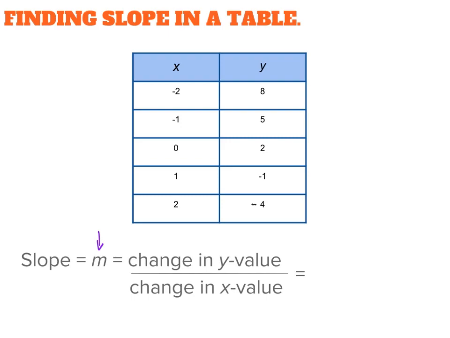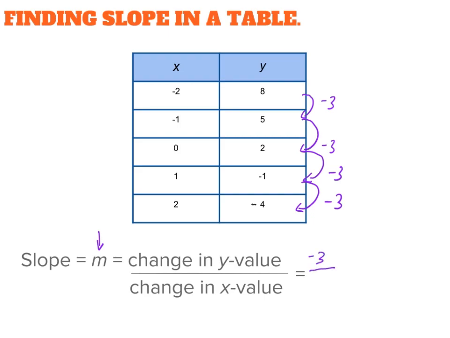I'm going to start with our y value since that's going to be at the top. To get from 8 to 5, I'm going to do that by subtracting 3. To get from 5 to 2, I'm going to be subtracting 3. To get from 2 to negative 1, I'm going to be subtracting 3. And to get from negative 1 to negative 4, I'm going to be subtracting 3. So my change in y values is always negative 3.